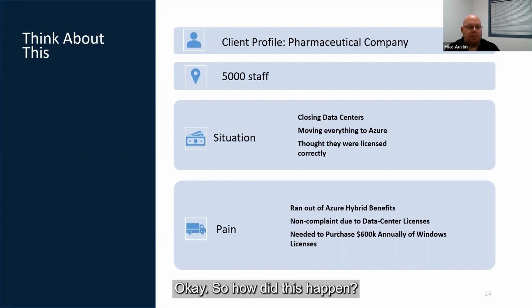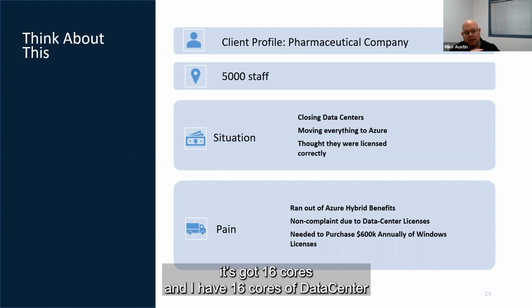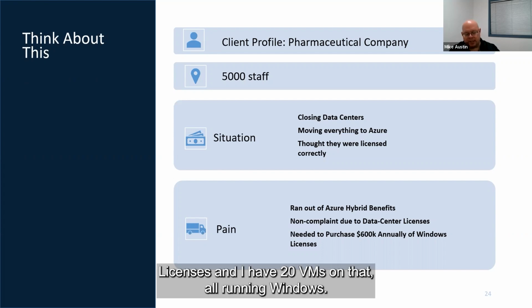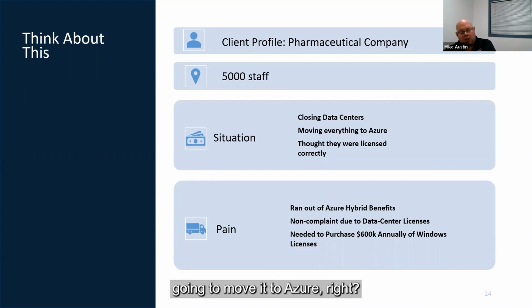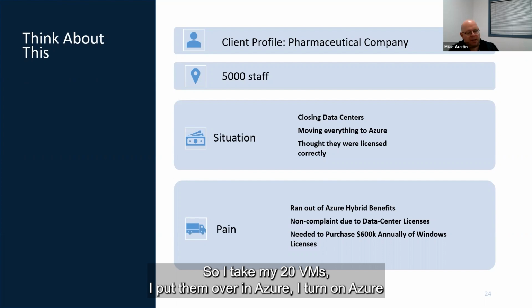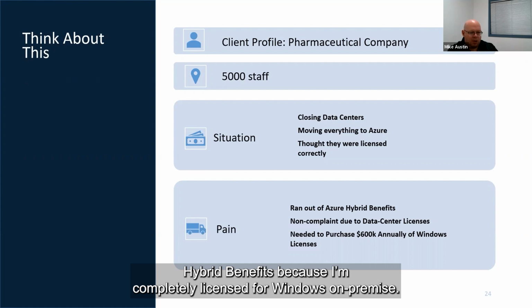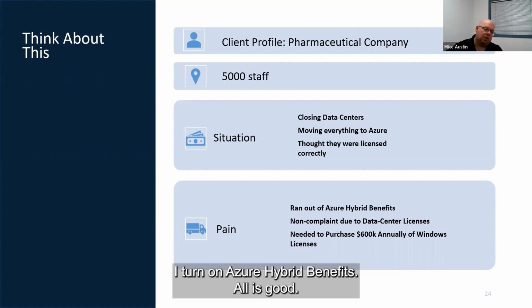Okay, so how did this happen? I've got to make this simple, right? Imagine I am a small company and I have one host server. It's got 16 cores and I have 16 cores of Datacenter licenses and I have 20 VMs on that, all running Windows. And I say, I'm going to get rid of my physical server. I'm going to move it to Azure. Right? So I take my 20 VMs, I put them over in Azure, I turn on Azure Hybrid Benefit because I'm completely licensed for Windows on premises. So I move them over, I turn on Azure Hybrid Benefit, all is good.